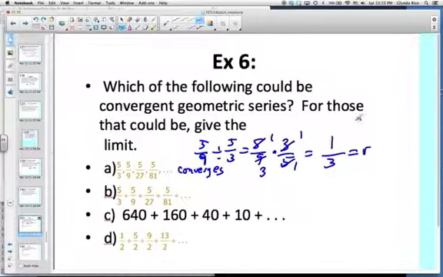What does it converge to? 5/3 over 1 minus 1/3. So that's 5/3 divided by 2/3. 1 minus 1/3 is 2/3. So times 3 over 2. 3 goes into 3 once. 5 over 2. 2.5.